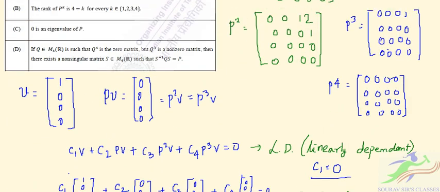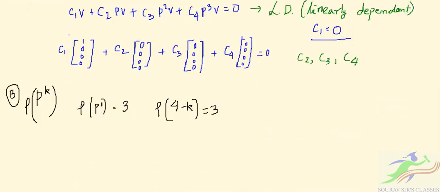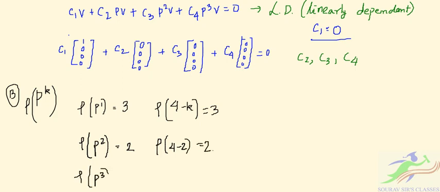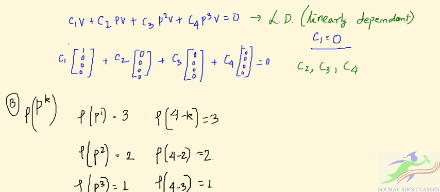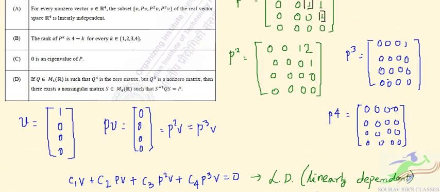So it is well defined, you are getting the same thing. Now for P squared, the rank of P squared is 2, so we can write it as 4 minus 2, same. Rank of P cube is 1, so we can write it as 4 minus 3 as well. So option B is also correct, you can see from the rank of this matrix. So it is satisfying the rank of P^k is 4 minus k for every k.